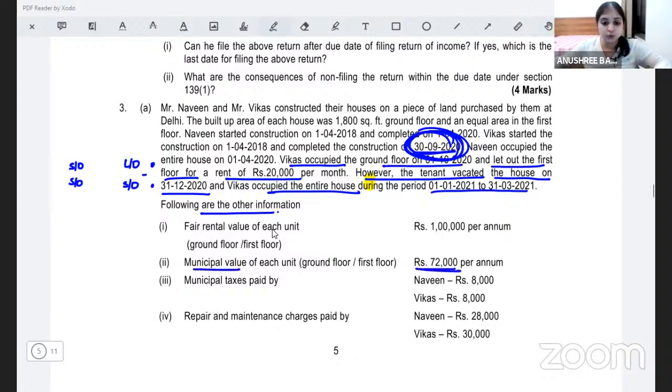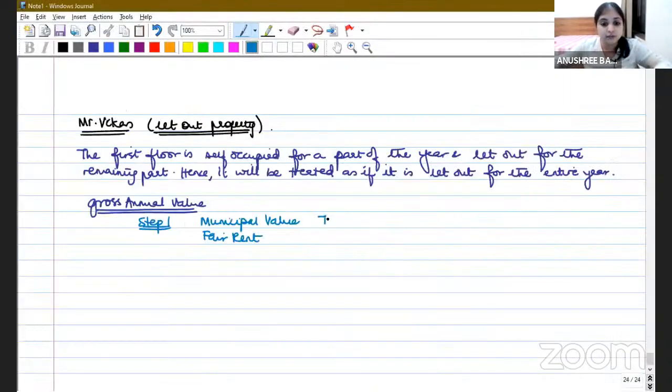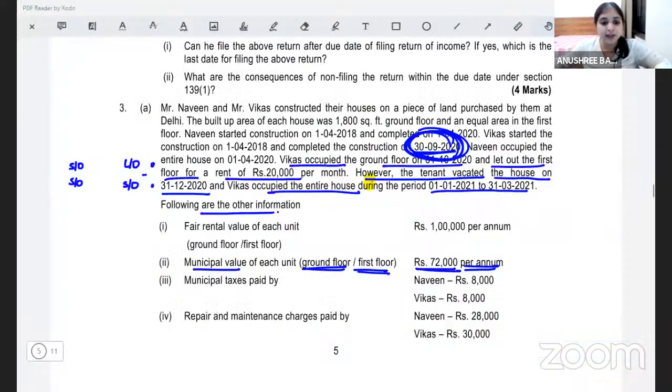Municipal value 72,000 for ground floor separately, first floor separately. Fine, we need only first floor 72,000. But per annum, we need only for 6 months. Why 6 months? Because the house was completed only on 30th September. So the house existed only for 6 months. So what will your number be? 36,000. What is our fair rent?